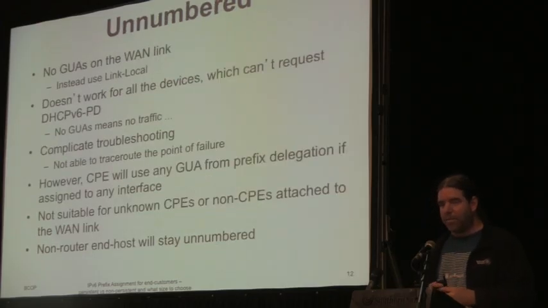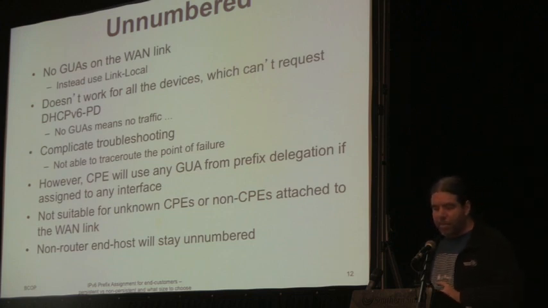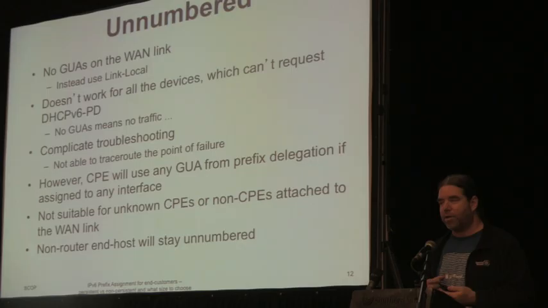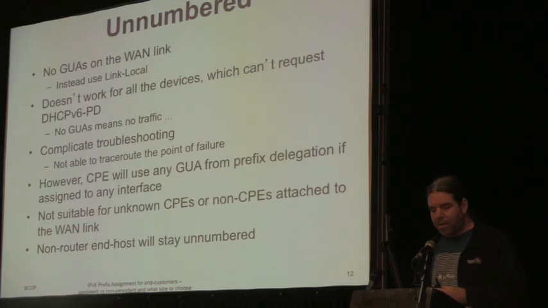Unnumbered. Some people want to go unnumbered because they claim, oh, it's safer, it's security, I don't know what. Okay, you could use link-local addresses. But this doesn't work for the devices that can't request prefix delegation. For example, if you would do PPPoE from your Windows machine and your provider would use unnumbered, you will not get an IPv6 address. And this is not very nice, is it? You can't talk to the IPv6 internet without an address. So no global address means no traffic, right?